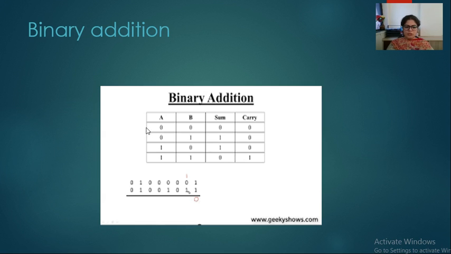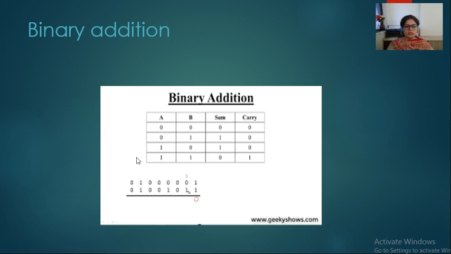So let's check the first case. 0 plus 0 is always equivalent to 0. So if the two numbers are 0, the sum is 0 and the carry is always 0, because there is no carry. Now the next case is if one of the bits is 1, that is 0 plus 1. 0 plus 1 is 1 with 0 carry, because there is no carry, so the sum is 1. So if one of the bits is 1, your sum will always remain 1.